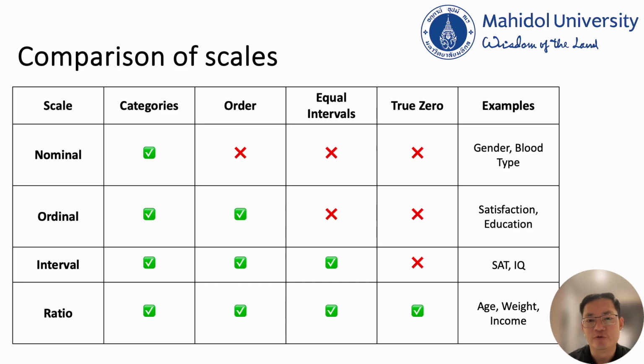Let's now compare the four scales in one overview. Nominal scales label data without order. Ordinal scales add ranking but not consistent intervals. Interval scales include equal distances but no true zero. Ratio scales combine all features and include a meaningful zero. Understanding the differences helps ensure correct data analysis and interpretation.